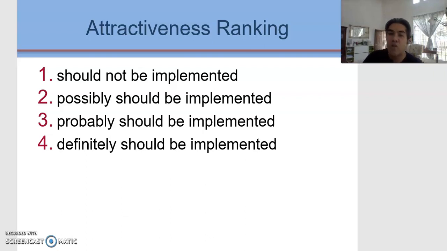And then adding a new menu, that could be probably should be implemented. And then buying a larger store, that one maybe should not be implemented. So that is the example of how you can use this attractiveness ranking to evaluate each of the potential strategies that you are going to suggest.